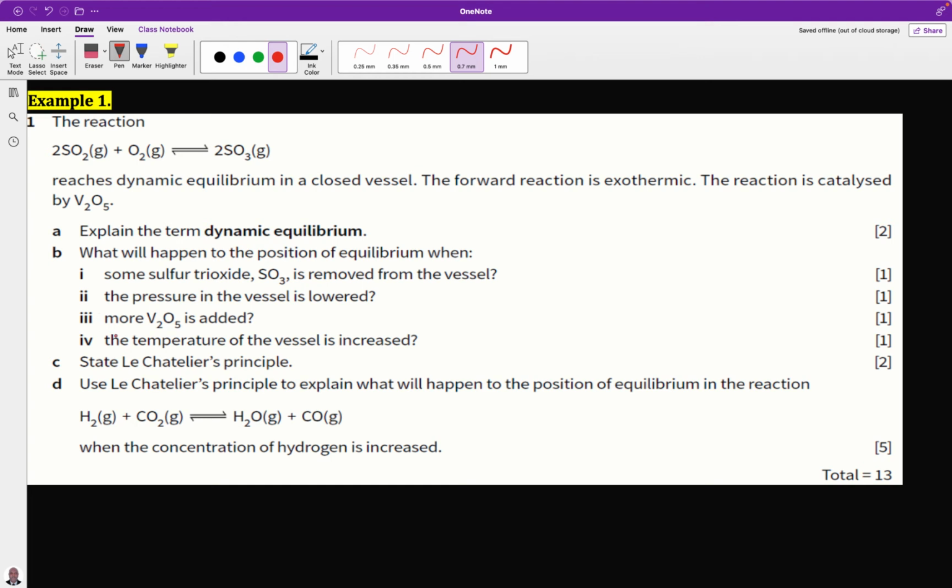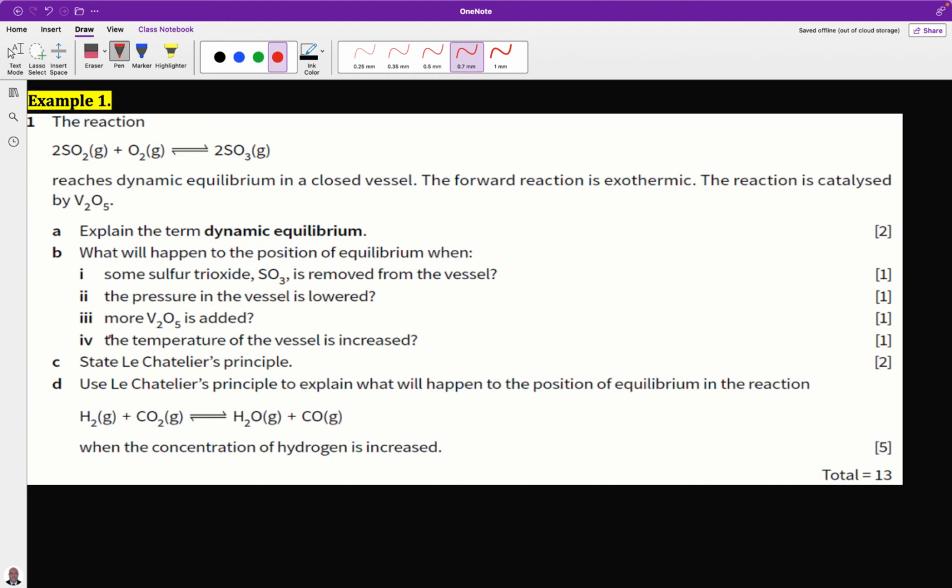3. What will happen to the position of the equilibrium when more of the catalyst, vanadium 5 oxide, is added? As we said, the catalyst has no influence on the position of the equilibrium. Adding or decreasing the catalyst will have nothing to do with the equilibrium. The catalyst is only there to increase the speed at which the equilibrium is established. So it has no effect on the position of the equilibrium.